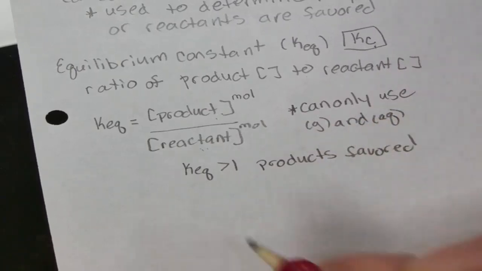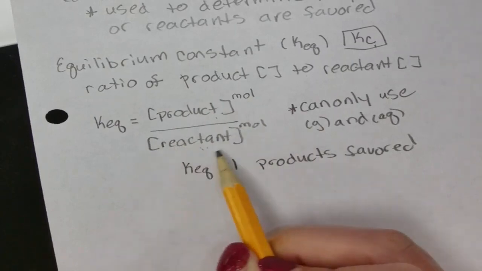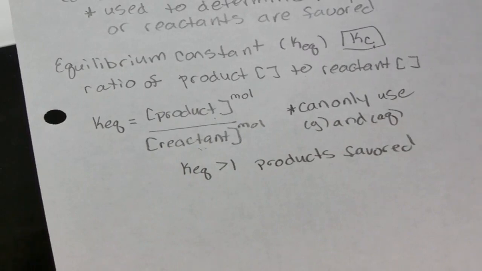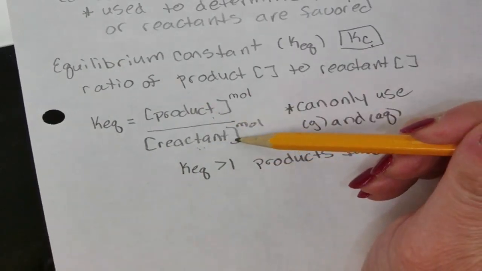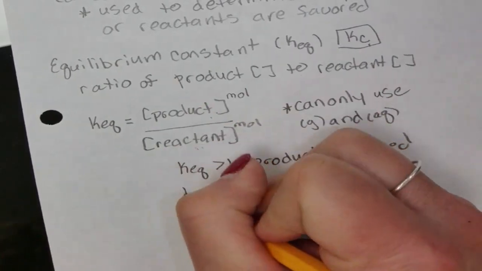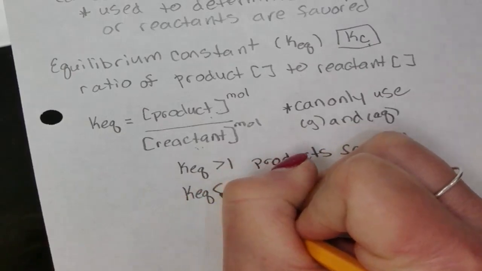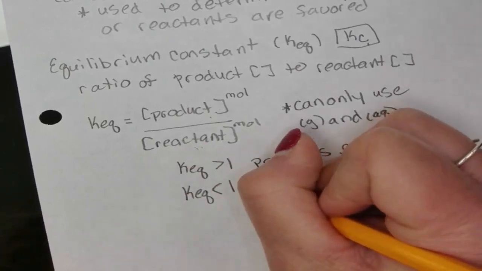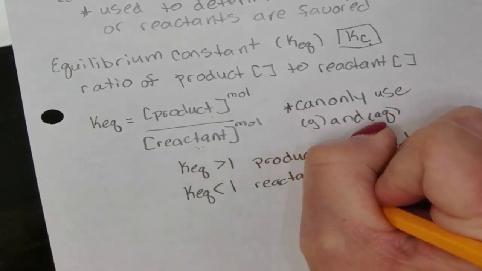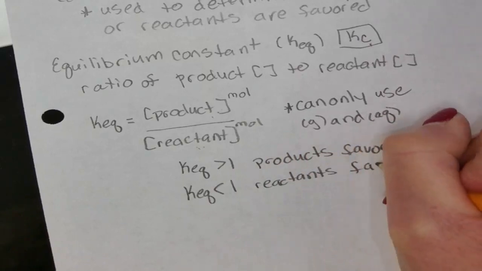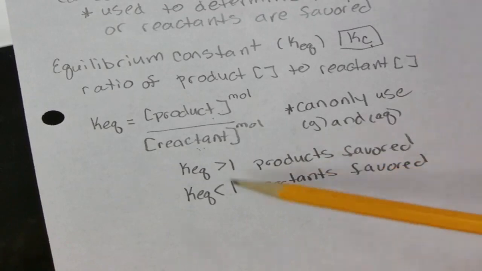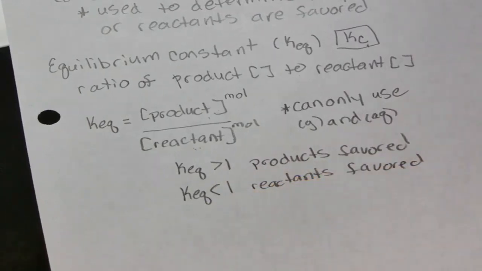All right. And if I have more reactant on the bottom, that means my denominator is a larger value. So a smaller value divided by a larger value gives me a decimal. So my KEQ is less than 1. So if I have more reactants, then my reactants are going to be favored. And this is what we are talking about when we talk about our equilibrium position. What is favored? Is KEQ greater than 1 or is KEQ less than 1?